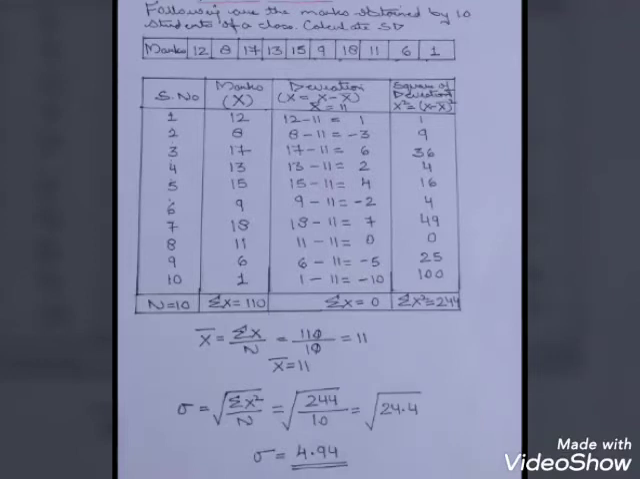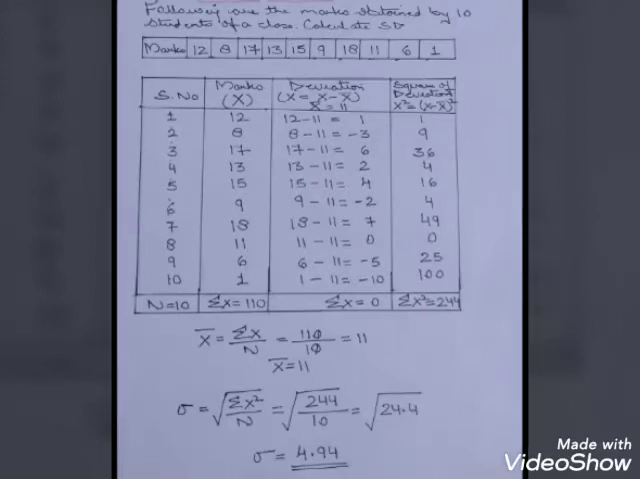Now we got our arithmetic mean. We will take out a deviation. How? X minus arithmetic mean. Now children, remember, over here you have to consider the positive and negative sign. So if you minus 12 from 11, you get 1 positive, right? 8 minus 11, minus 3. 17 minus 11 comes to 6. Then 13 minus 11 comes to 2. 15 minus 11 comes to 4.